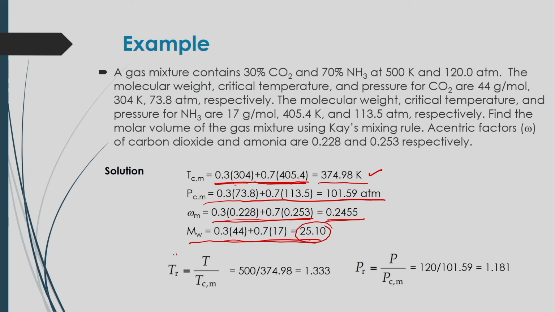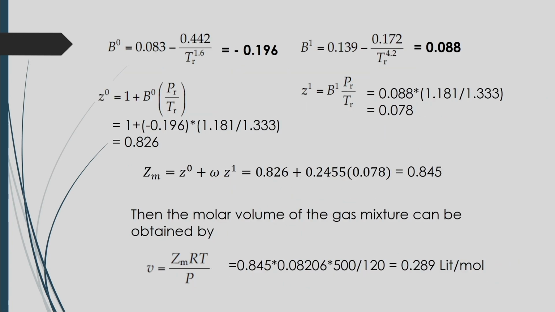Next, you have to calculate the reduced temperature. It is defined simply as T by TCM. T is the temperature at the certain condition, which is 500 K, and TCM was calculated earlier as 374.98. If you divide 500 by 374.98, you will get 1.333. It is simply the reduced temperature. Similarly, you can get the reduced pressure as 1.181. So, in this way you can calculate the reduced temperature and reduced pressure.